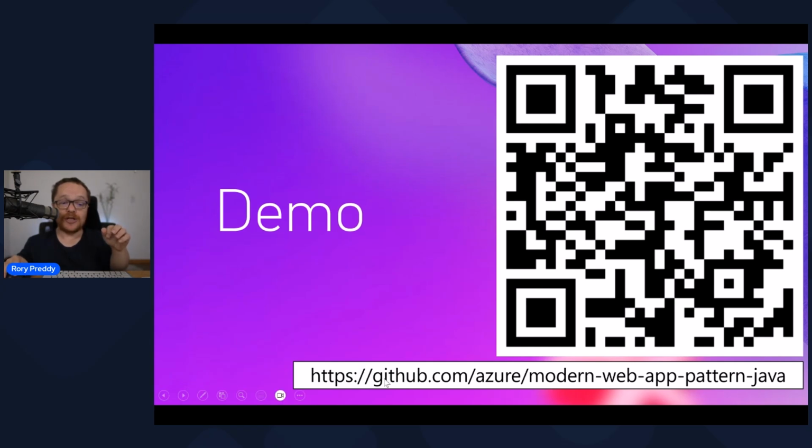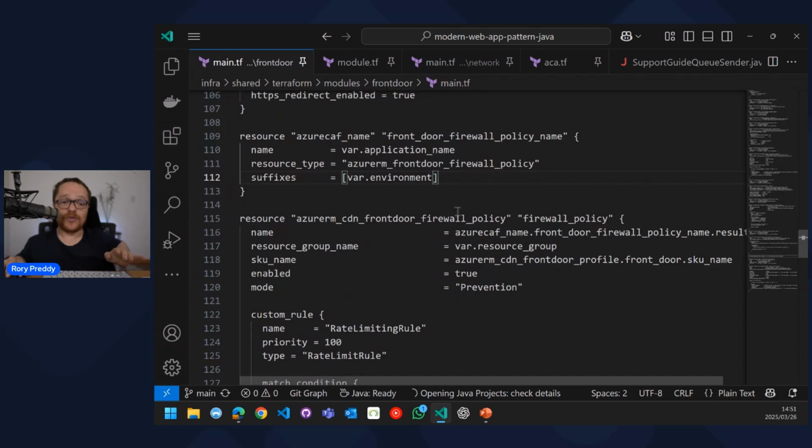So you can go to github.com/Azure/modern-web-app-pattern-java, or take a picture of that QR code here. And I'm going to showcase right now with Visual Studio.